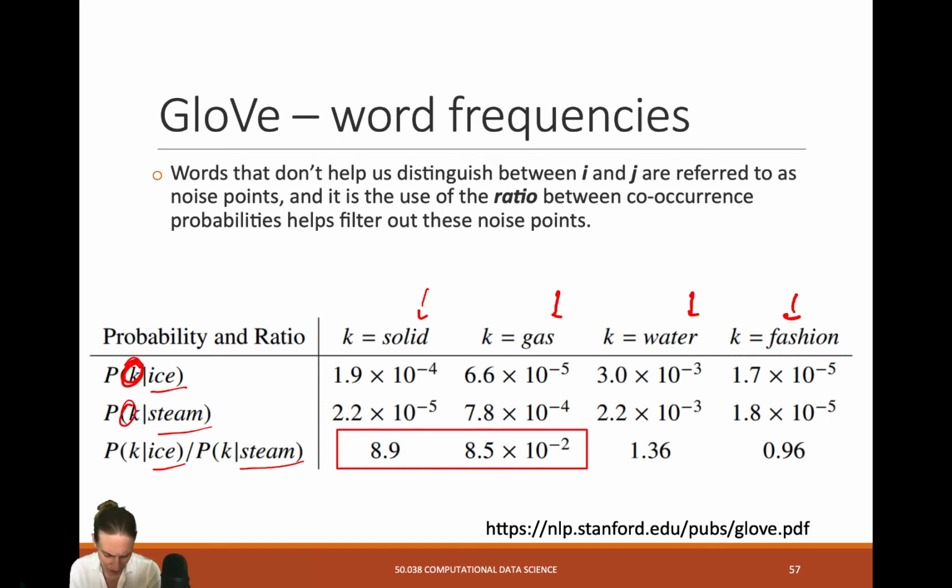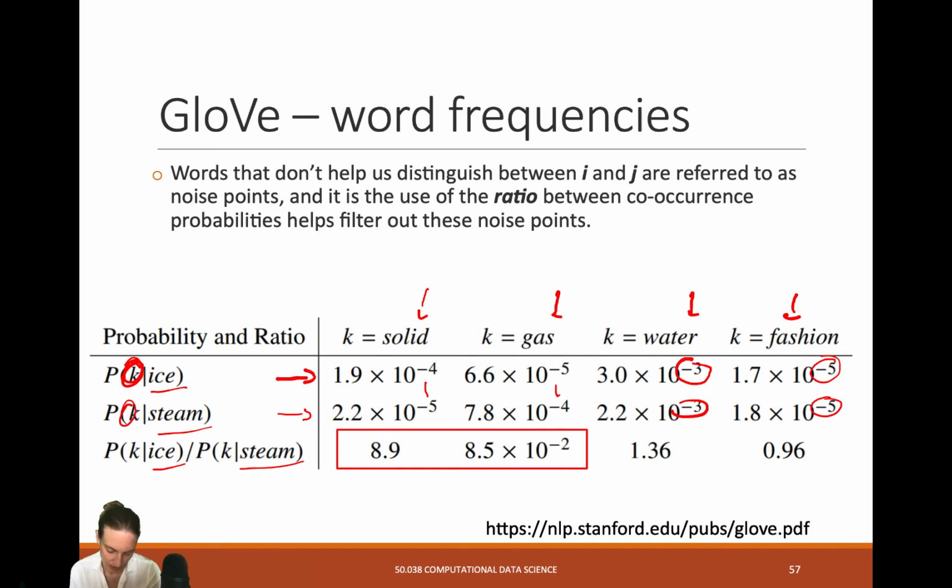So the individual occurrences don't tell us that much, right? It tells us that water occurs more with both ice and steam. Fashion, low probability of occurring with both words, so they're not distinguishable. There's some difference here, but what does it tell us? It gets more interesting when we look at this ratio.